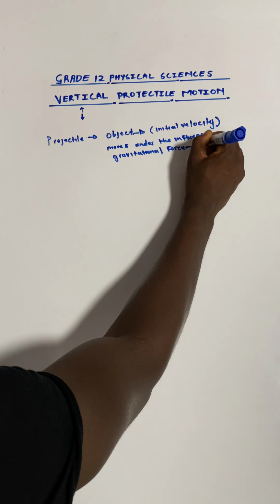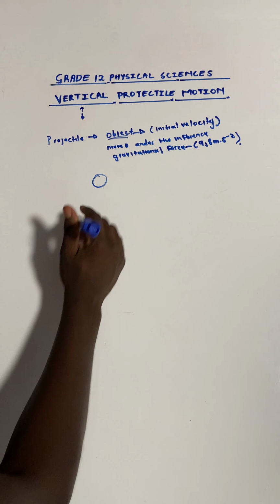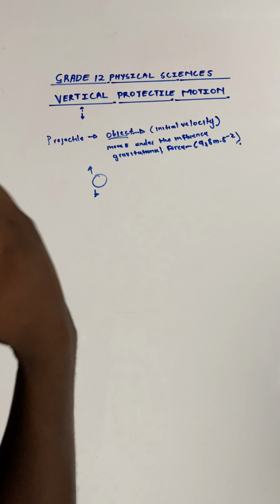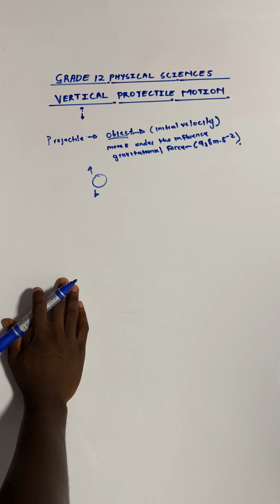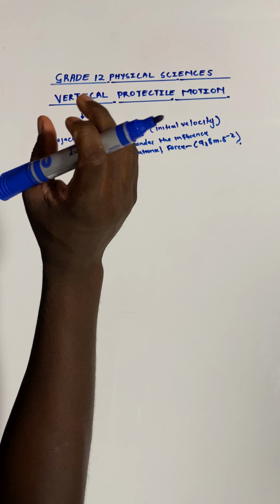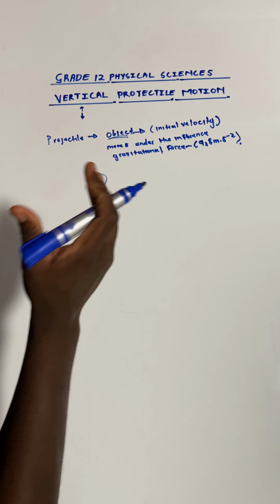But this object has been given initial velocity. For example, we have thrown this ball upwards or downwards, so we have given it initial velocity. Initial velocity can also be 0 meters per second, and that also counts as velocity. So it has been given initial velocity and then moves under the influence of gravitational force only. The key word is that only. If you don't include that only, you might forfeit a mark.